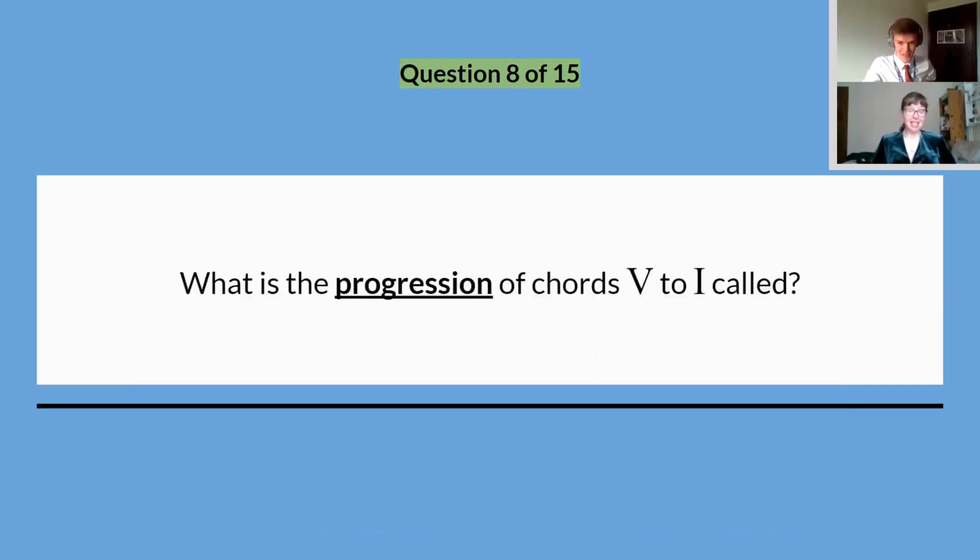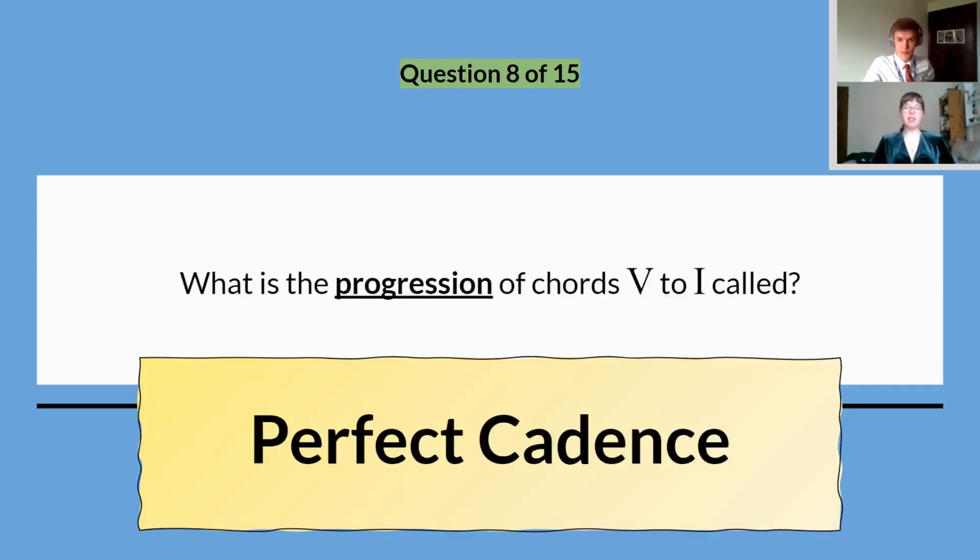Question number 8, the progression from chord 5 to 1 is a perfect cadence. So it happens at the end of a phrase and the end of a piece. Normally we'll have a big, grand perfect cadence that goes, this is the end. So it's a good one to know.